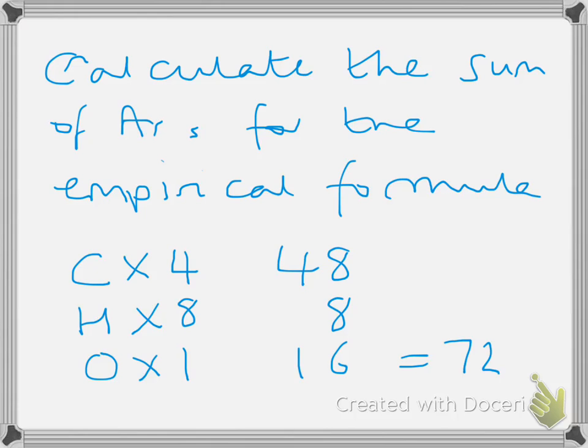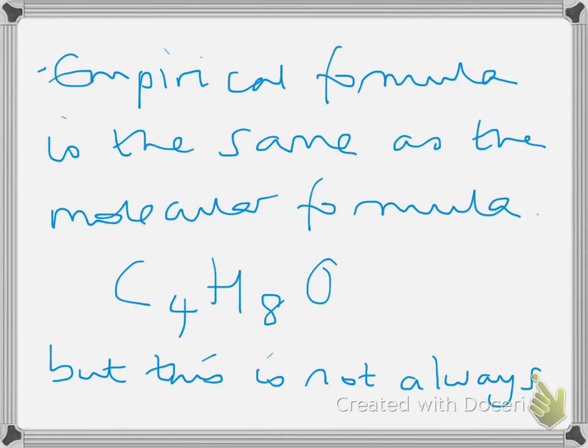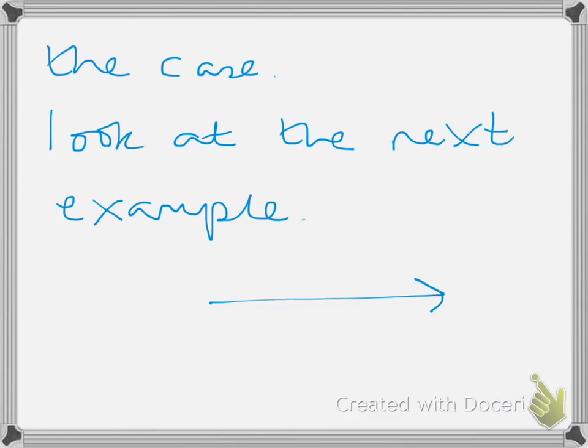So in order to work out the whole number ratio, calculate the sum of the ARs for just the empirical formula. So in this case it was C4H8O1. So I'll quickly put together the values there and find out that that's 72. You then get your MR, either from the mass spec or from the question. You take that value and divide by the calculated value from the empirical formula. So in this case that's 72.0 divided by 72, which obviously is times 1. This means that in this case the empirical formula happens to be the same as the molecular formula. So you write C4H8O, but this is not always the case.